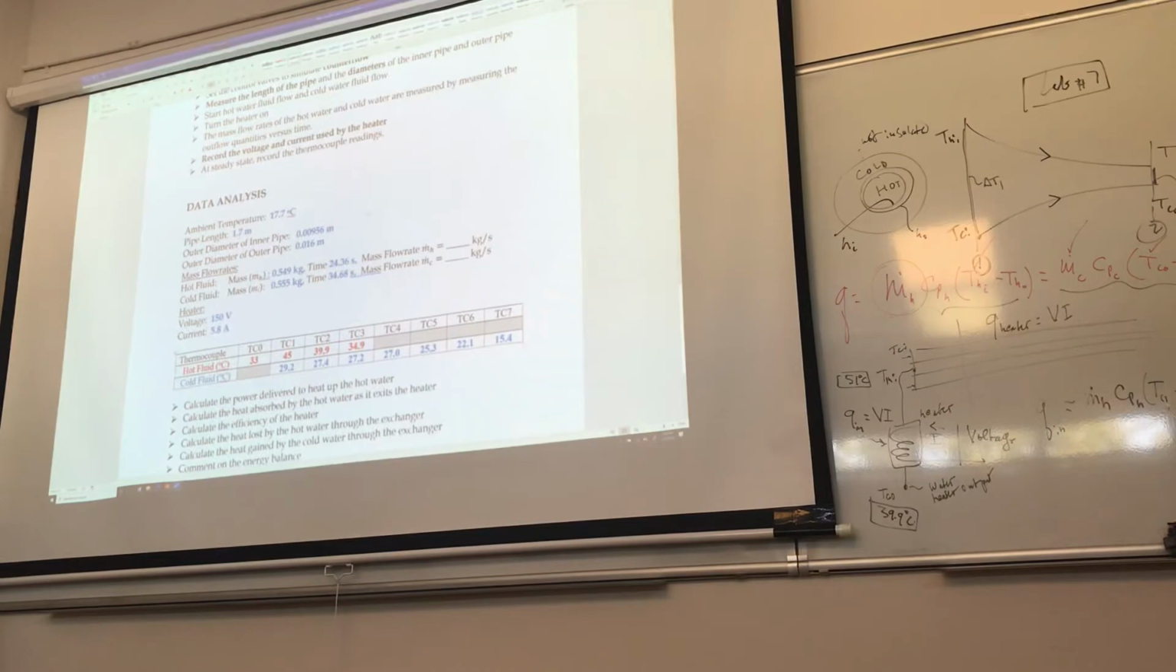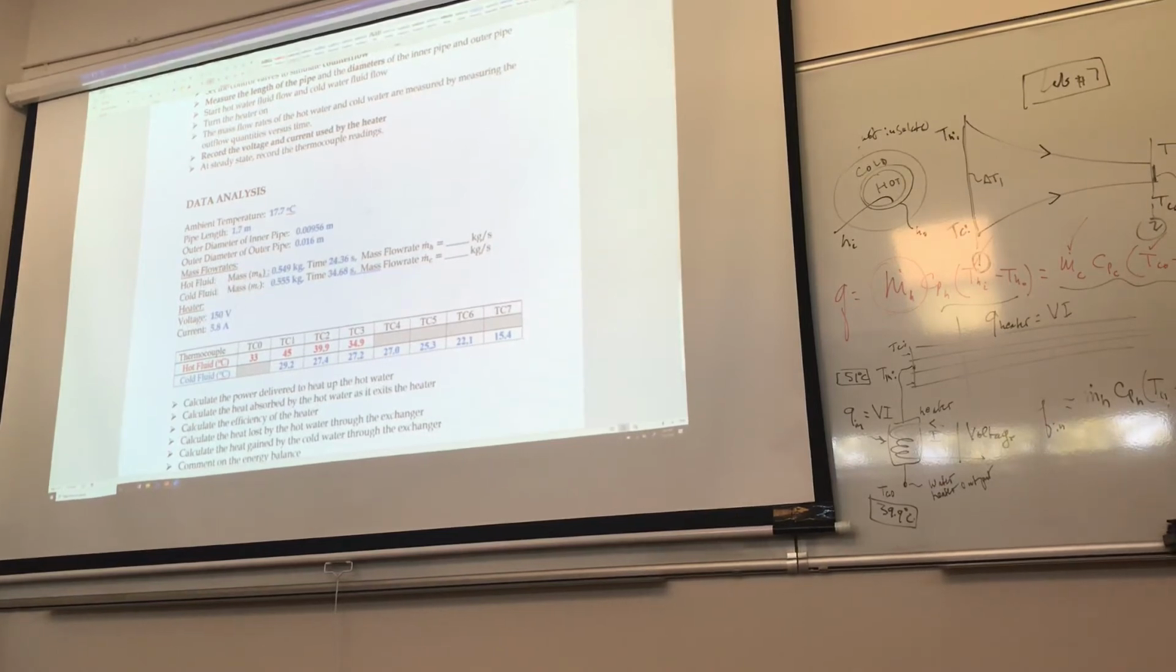And this is the data, okay? Ambient air was the same, the pipe length was the same, inner and outer was the same. We did not use the same mass flow rates because we had to turn everything off and then do the same thing all over again. We did the same voltage and the same current because we had a variac that we were able to move. But then the hot fluid comes in at 33, right? That's before getting heated up.